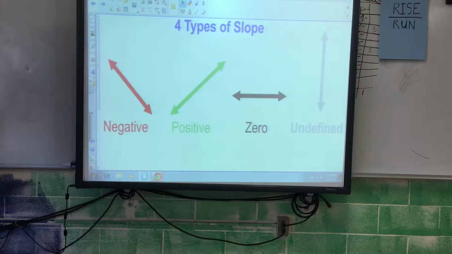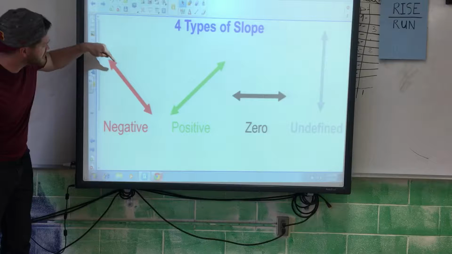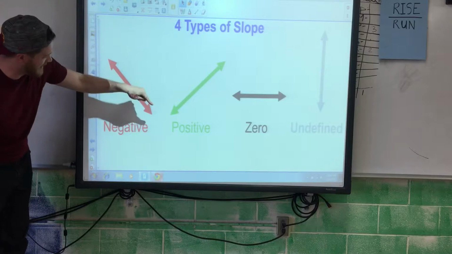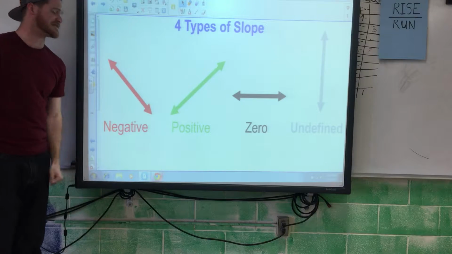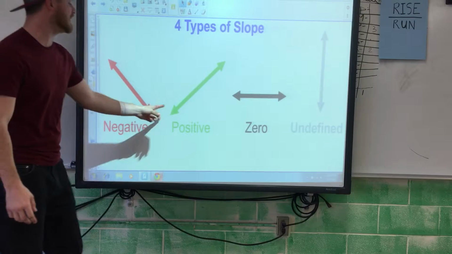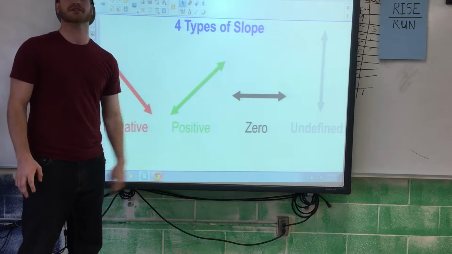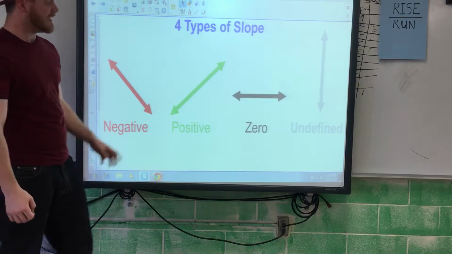I think it's easiest working left to right. So going left to right here, our line is going down left to right. So we call this a negative slope. Looking at our green line, from left to right, it's going up. So this is called a positive slope.